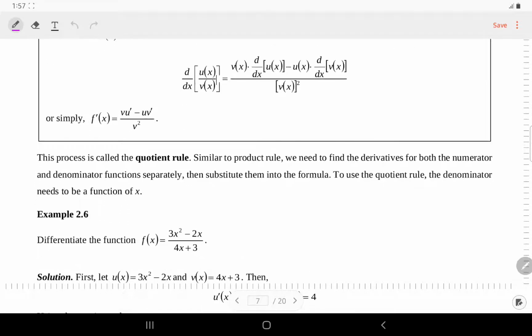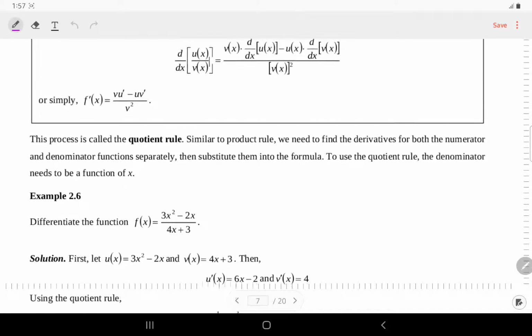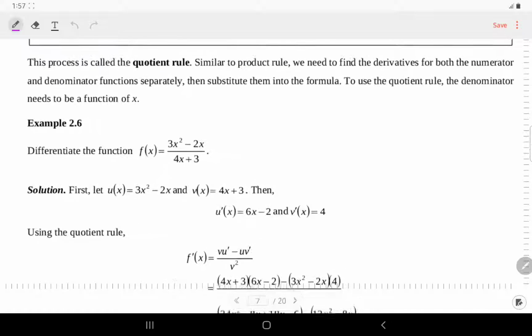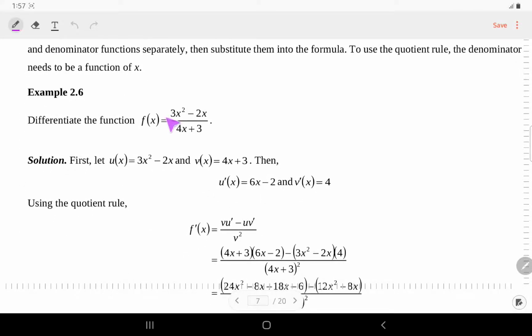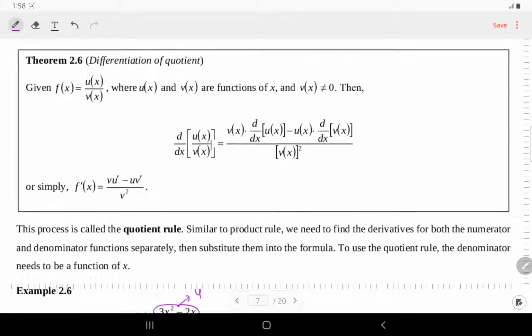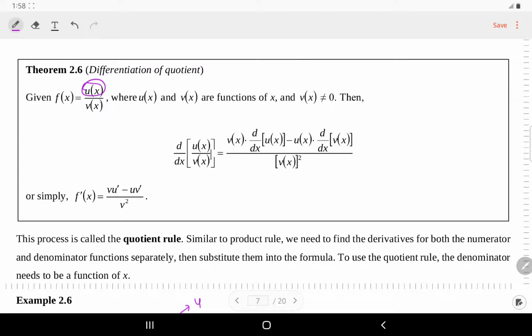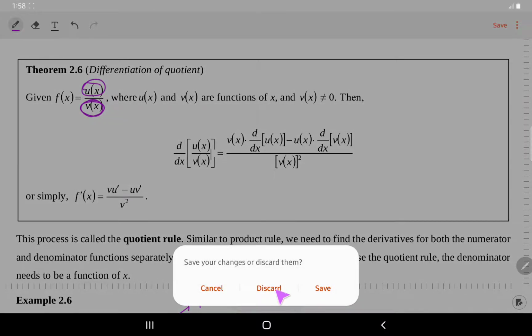We look at one example where we need to use this quotient rule. Example 2.6: we need to differentiate this function, 3x squared minus 2x divided by 4x plus 3. So we can assume the numerator as our u and the denominator as our v. Make sure the numerator is u and the denominator is v. It cannot be swapped. The upper part is u and the lower part is v.